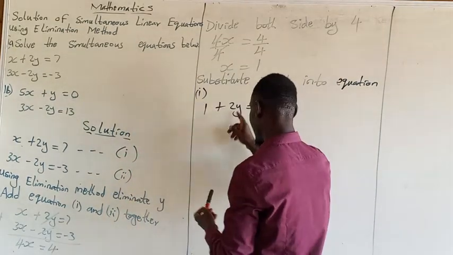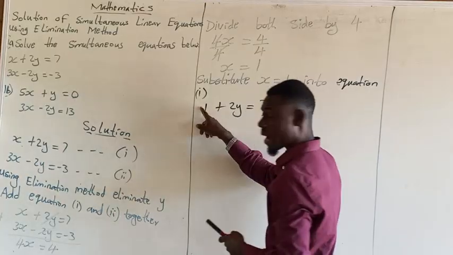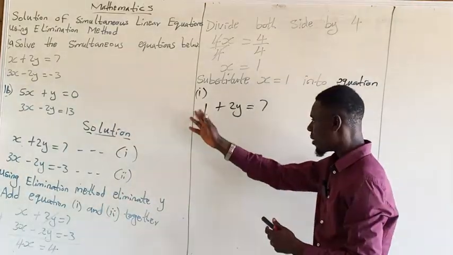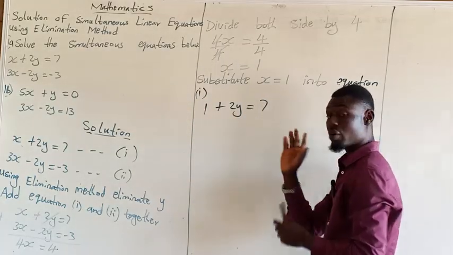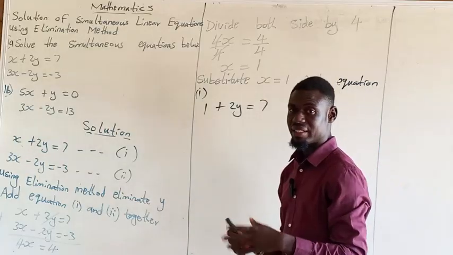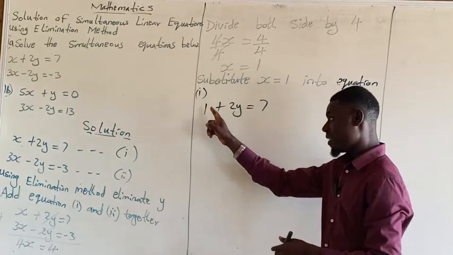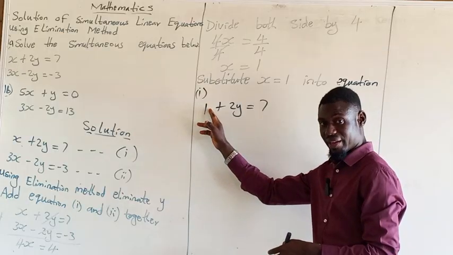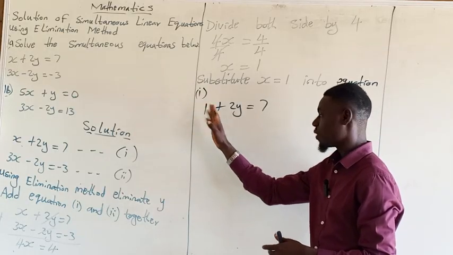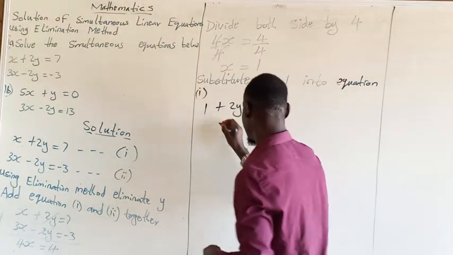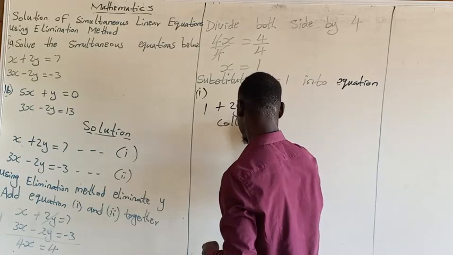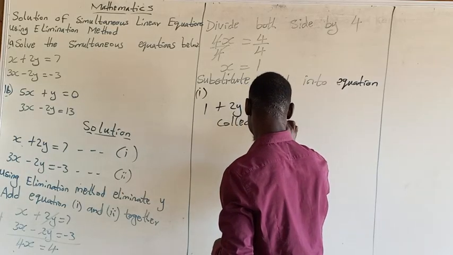You want to make y subject of formula. You take this 1. This is a normal number. You take it to this side. It has no variable. But note, if we are teaching something like integration or differentiation, there's an invisible variable here. The variable here is 0. But we are not talking about that aspect. So we collect like terms.